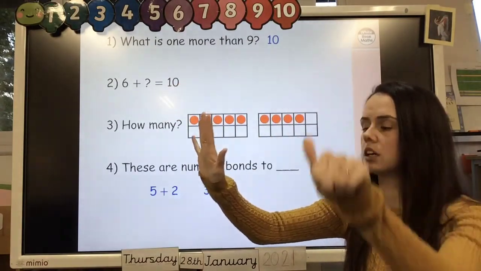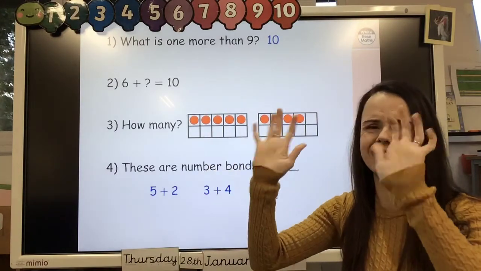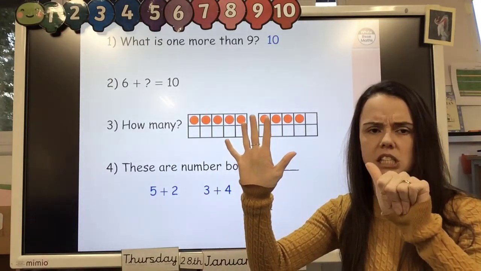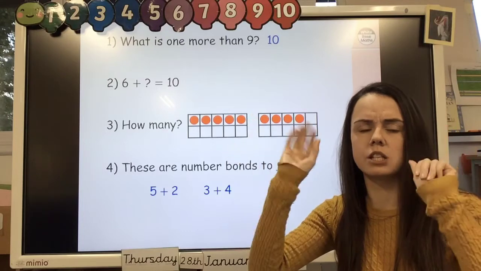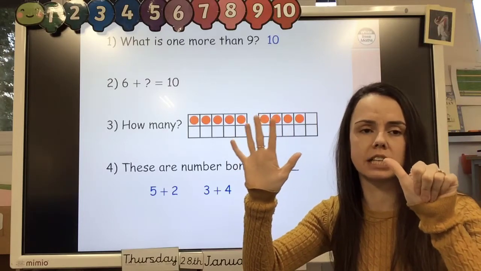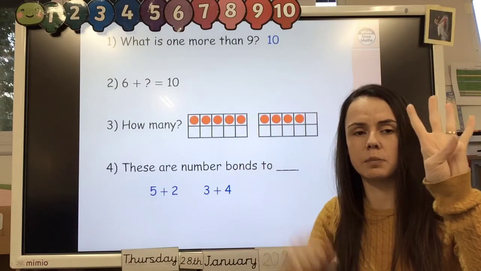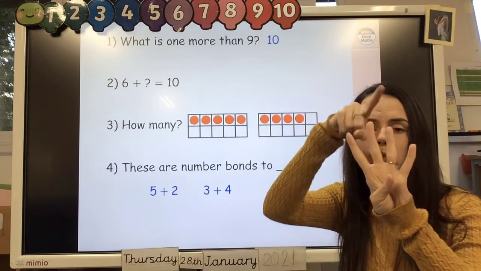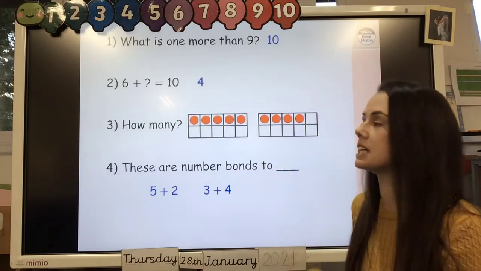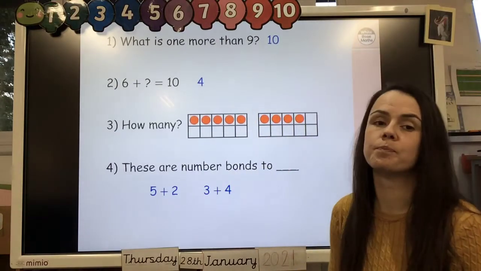6, add on something makes 10. If I've got 6, how many more do I need to add to get 10? So 6, 7, 8, 9, 10. How many have I added on? 1, 2, 3, 4. 6 add 4 equals 10.